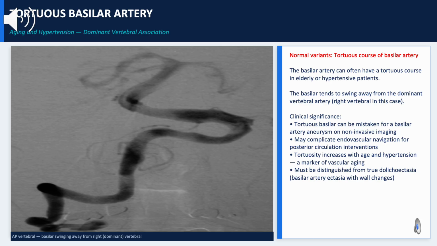Diagnostic: a tortuous basilar can be mistaken for a basilar aneurysm or dolichoectasia on CTA or MRA, requiring DSA for clarification. And interventional: a tortuous basilar increases the technical difficulty of posterior circulation catheterization, and may require specialized guide catheters or triaxial systems for distal access. Distinguished from dolichoectasia, which also involves vessel wall ectasia, fusiform dilation, and layered thrombus.